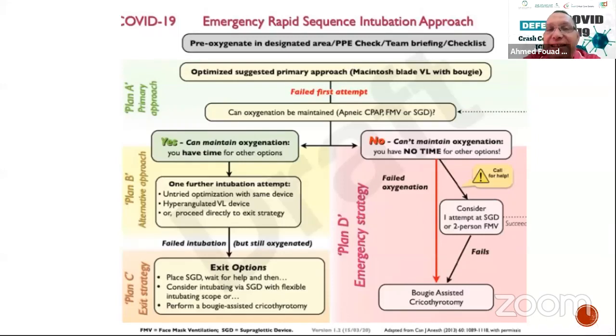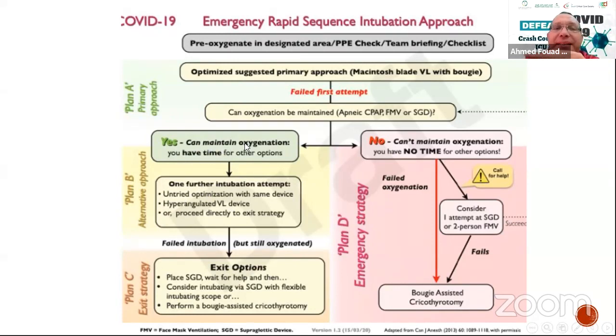If the first attempt fails, as a standard before, we are saying you can try a second and third. This is the standard, but for COVID, no, don't try for that. If the first attempt fails, you have 2 ways. If you cannot ventilate your patient, or if you cannot oxygenate, you have to go for the surgical airway, cricothyrotomy with bougie assisted. Or if you still can ventilate him, you have 2 plans, plan B and plan C.